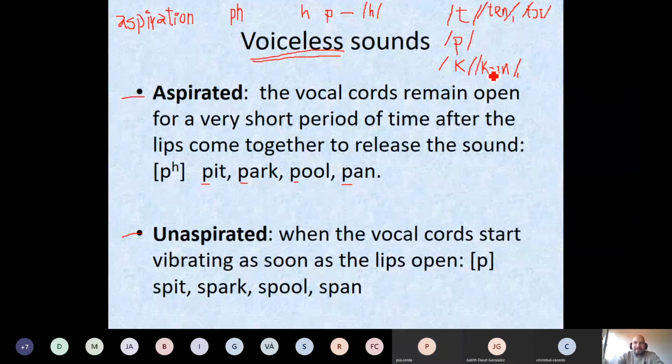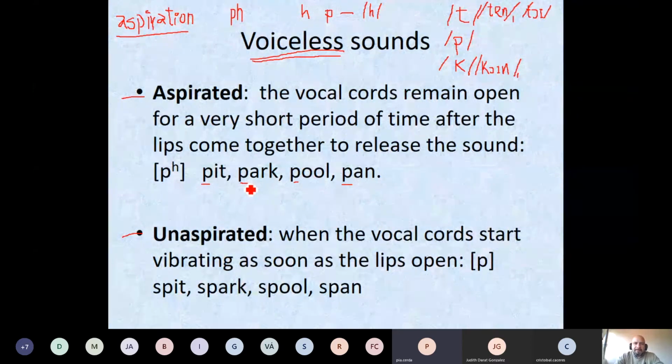That's good. So just to finish, aspiration is not present in Spanish. Aspiration is present in English. So when you say these words, you don't say ten, toy, or coin, or pit, park, pool, pen. You have to add aspiration. You have to say coin, ten, toy, pit, park.